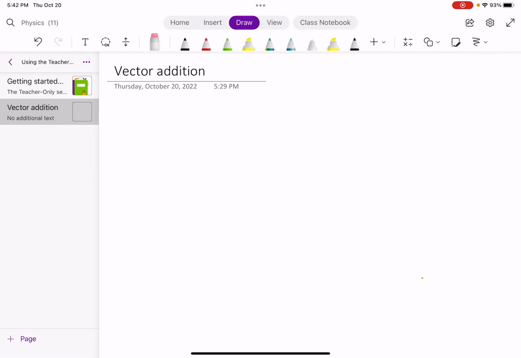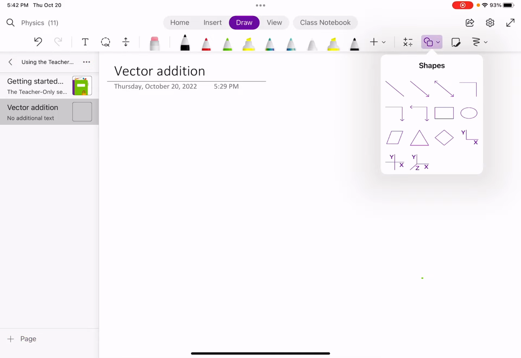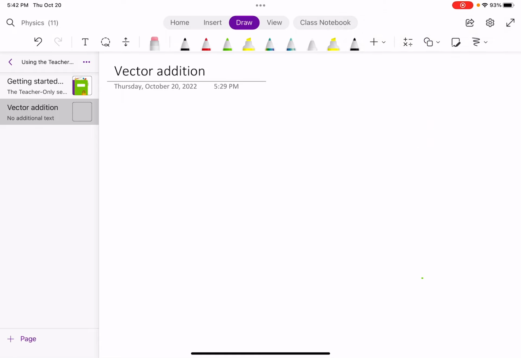Okay, this is a quick demo on vector addition. Basically, whenever we are given two vectors, oftentimes we will need to add them to find the sum of those two vectors, which is often called the resultant. So just to give a basic example, imagine you have two vectors.